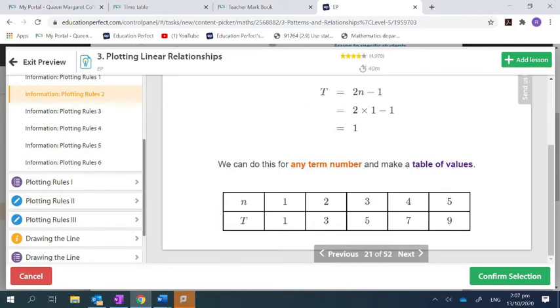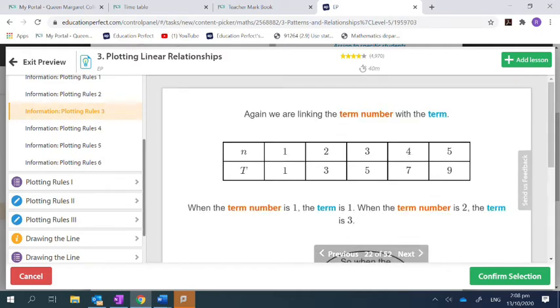So once you have that, you have your X's and Y's. You can simply plot them and draw your line.